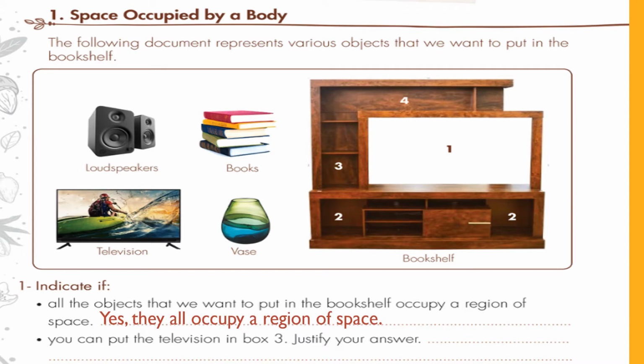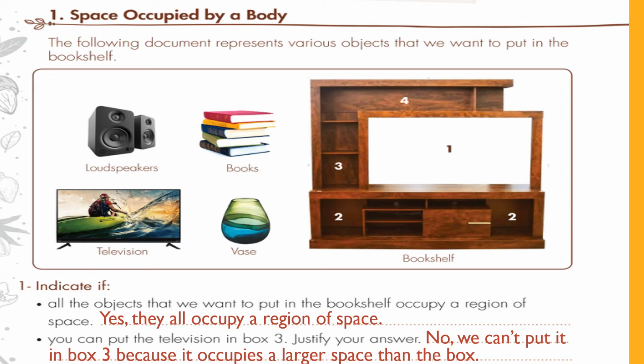We have to indicate if we can put the television in box 3. This is box 3 here. Look at it. Does it fit for the television? Can we place the television here in box 3? Of course not. Why? Look at the space. This is a small space, whereas the television needs a large space. So we write, no, we can't put it in box 3 because it occupies a larger space than the box.